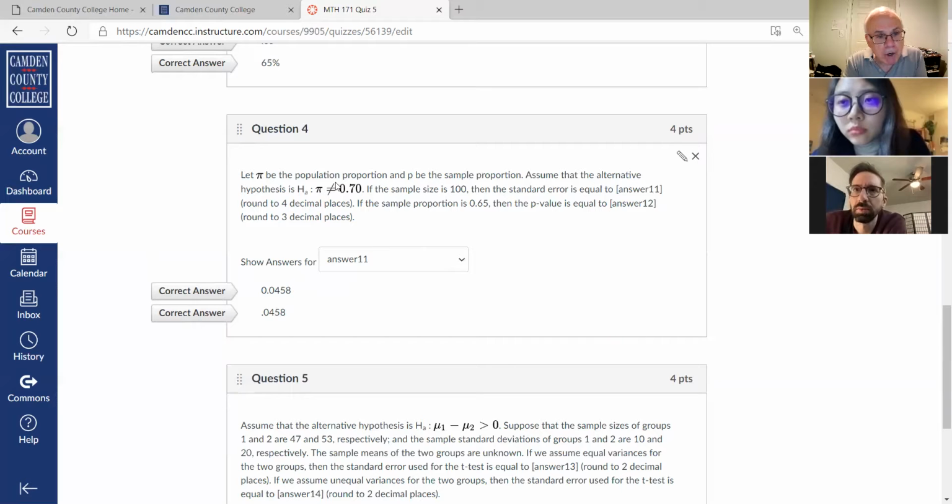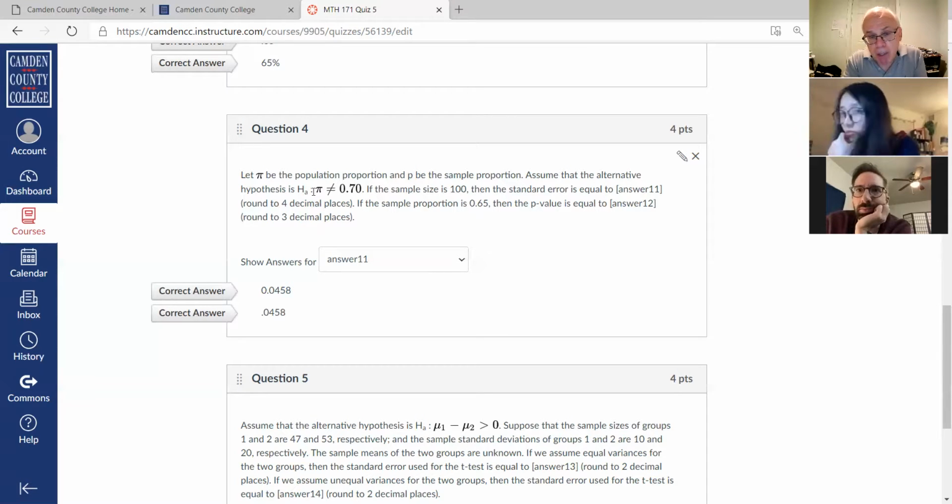So anyway, let pi be the population proportion, let p be the sample proportion. Assume that the alternative hypothesis is pi is not equal to 0.7. The sample size is 100, then the standard error is equal to, well, the standard error for a proportion is the square root of the population proportion times 1 minus the population proportion divided by the sample size. It's the square root of that whole thing. All right, that's called the standard error. It's the square root of pi, in this case, times 1 minus pi divided by n.